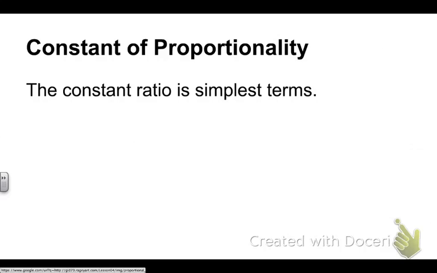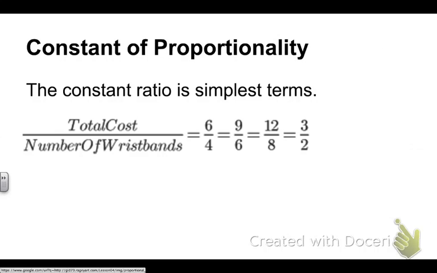So for example, the total cost is $6, $9, $12, $3. How many wristbands can you get for that? So if you get 4 wristbands for $6, or you can get 6 for $9, or 8 for $12. If you reduce all of those, if you reduce 6 to 4, you get 3 to 2. If you reduce 9 to 6, you get 3 to 2. If you reduce 12 to 8, you get 3 to 2.